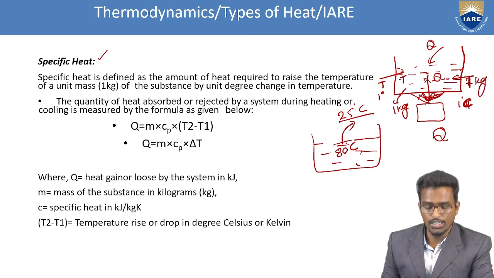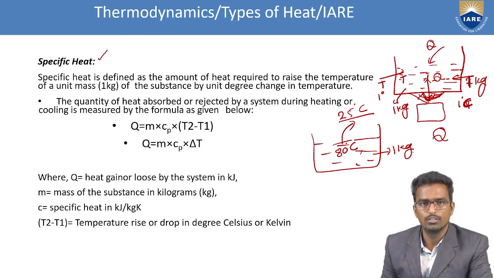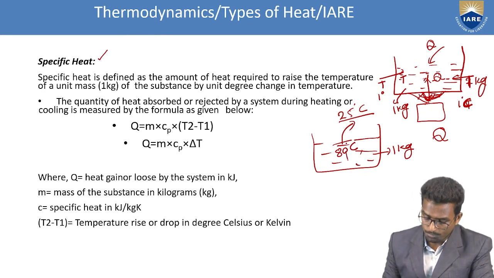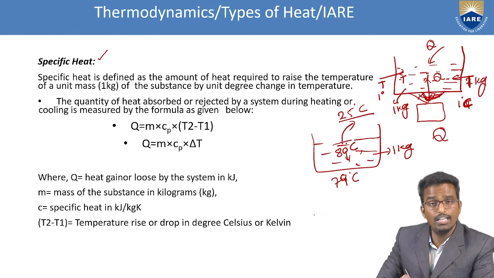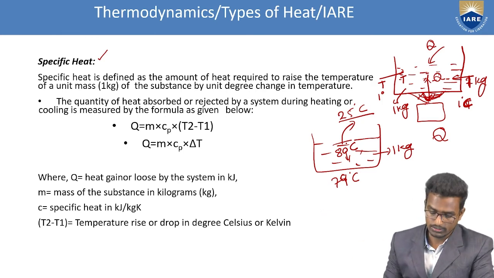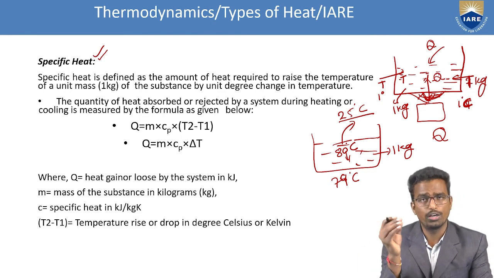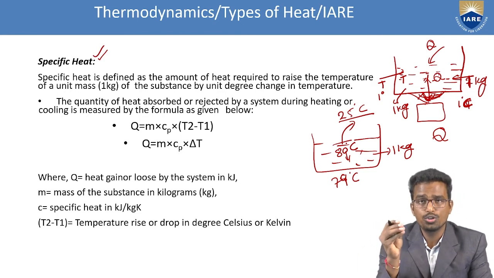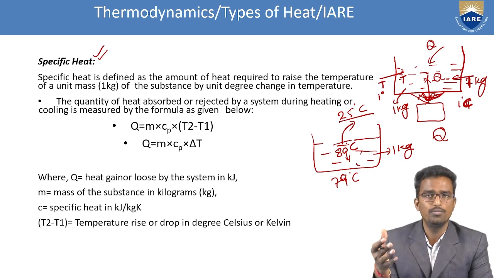So assume this is 1 kg of water. To drop the temperature from 80 to 79 degrees centigrade, how much heat is released to the surroundings, that you call specific heat. That means the quantity of heat absorbed or rejected by the system during heating or cooling is measured, called specific heat.